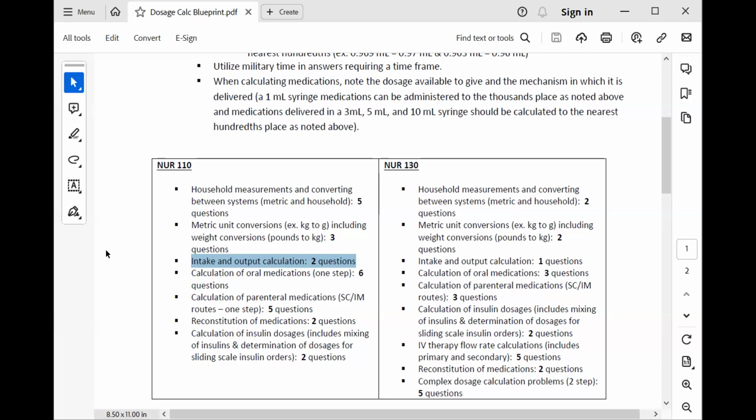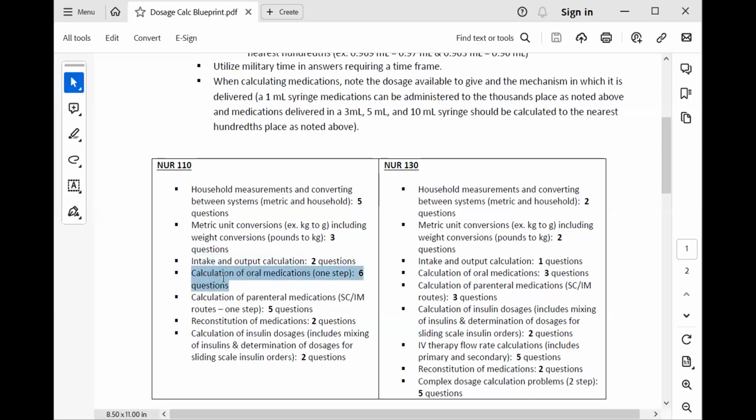And then for an output calculation, this would be something like, let's say you're collecting the patient's urine to see how much they're voiding, and then you need to make sure that you're replacing that volume with an appropriate volume so that they don't become dehydrated. And so we'll talk about that as well.